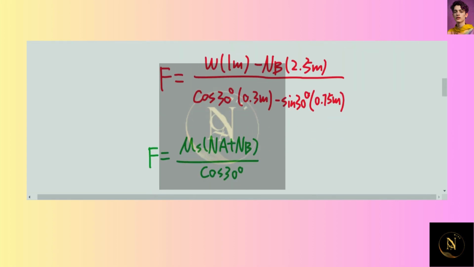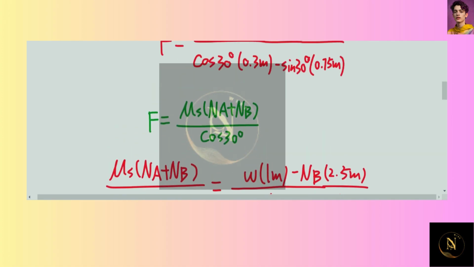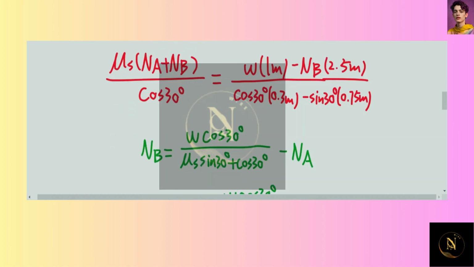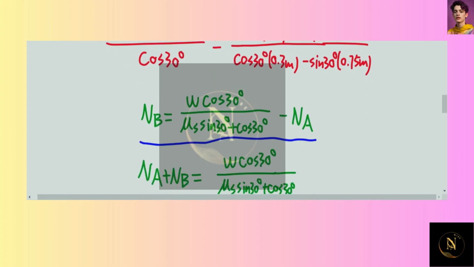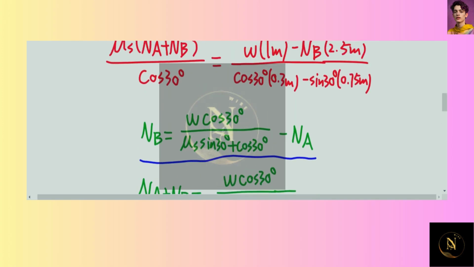We know force F is equal to mu s (Na plus Nb) over cosine 30 degrees. Therefore, mu s (Na plus Nb) over cosine 30 degrees is equal to (W times 1 meter minus Nb times 2.5 meter) over (cosine 30 degrees times 0.3 meter minus sine 30 degrees times 0.75 meter). Now remember, Na plus Nb is equal to W cosine 30 degrees over (mu s sine 30 degrees plus cosine 30 degrees), so we can substitute that for Na plus Nb.